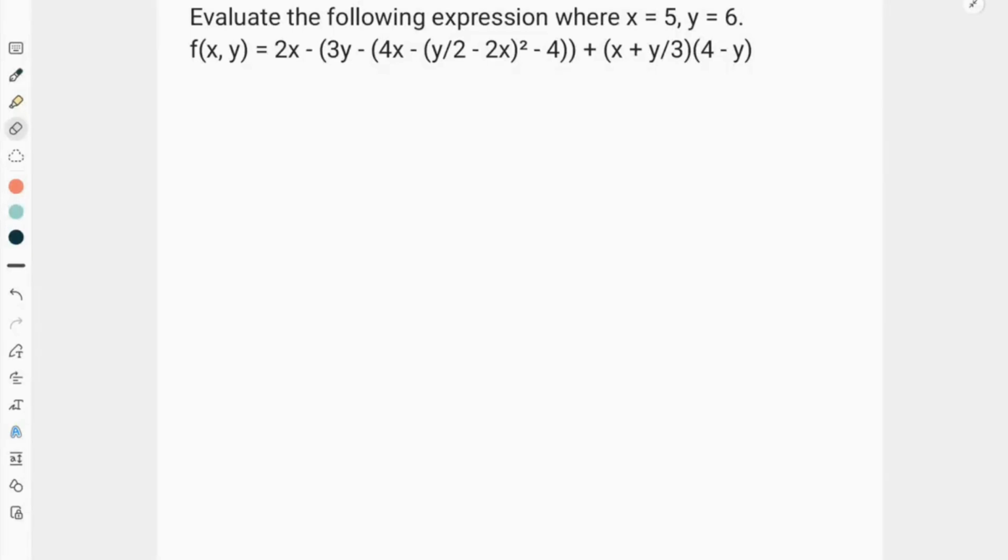Okay, so now we are asked to evaluate the following expression where there are two variables, x is equal to 5 and y is equal to 6, and we have a somewhat complex looking expression that we need to solve. What we are asked to do is basically plug in the values of x is equal to 5 and y is equal to 6 in this expression, this f of x y, and find out the final value.